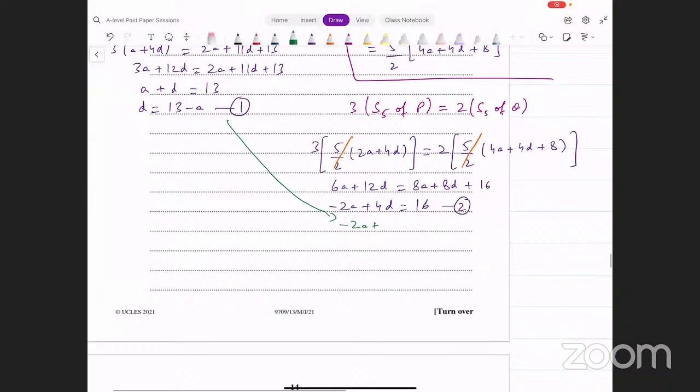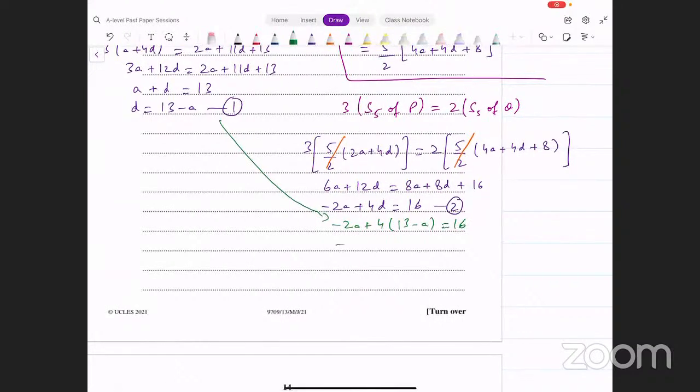Minus 2a plus 4 into 13 minus a, that equals 16. आपको working दिखानी पड़ती है because this is paper 1. They expect you to solve simultaneous equations properly. Plus 52 minus 4a equals 16.